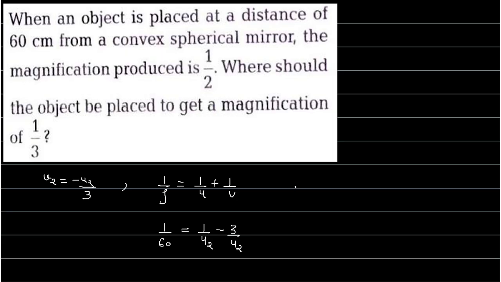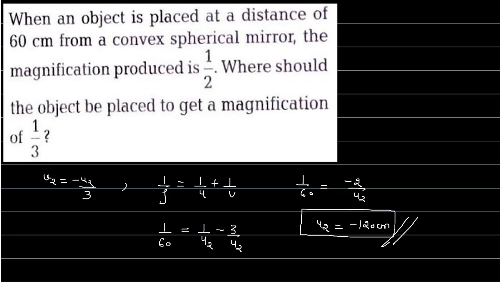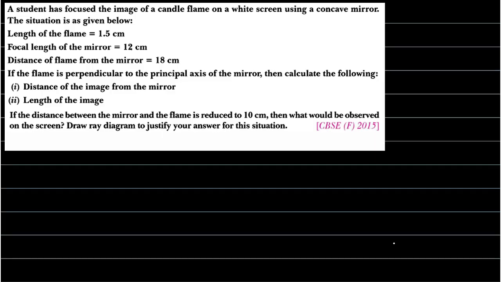So from here, we can say that 1 upon 60 will be equal to minus 2 upon u2. So u2 comes out to be minus 120 centimeter. This would be our answer. The object should be placed at 120 centimeter from the mirror on the left side so that we get the magnification of plus 1 by 3. Amazing question, right? Learn the way I'm solving the question. Then only you will get the benefit.